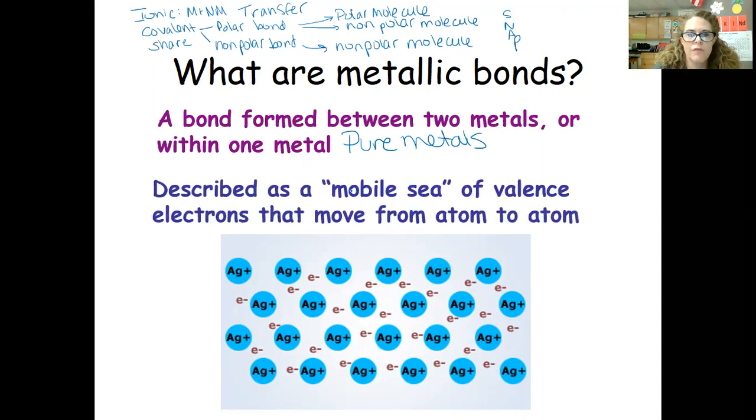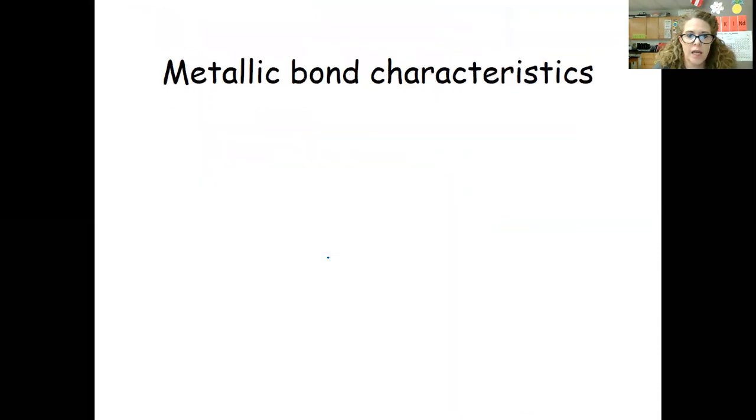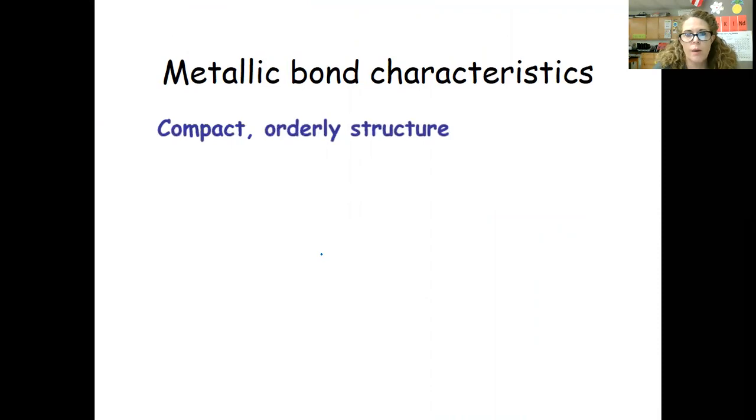And they have what we call a mobile sea of valence electrons. What does mobile mean? It means the electrons have the ability to move. And because they have the ability to move, they are going to be able to conduct electricity. So a metallic bond has a compact and orderly structure, and is ductile and malleable. If you remember that from our periodic table unit, ductile means we can draw it into a wire, and malleable means the ability to be shaped.